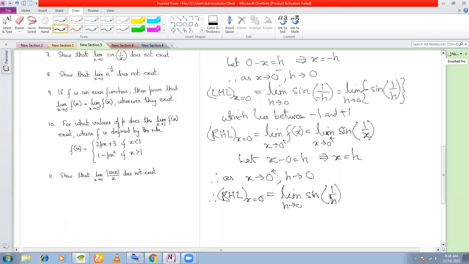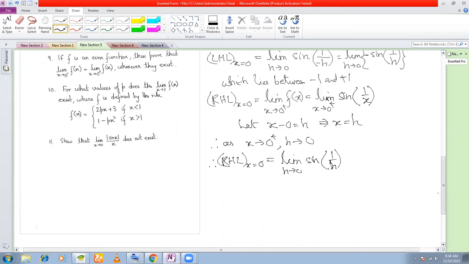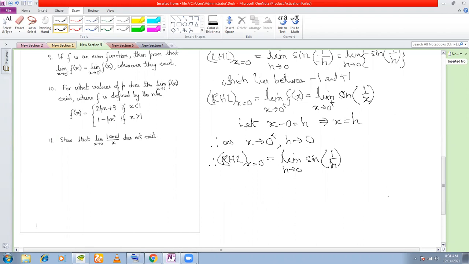Now, sine 1 by h, again, if h is very close to 0, not equal to 0, but very close to 0, 1 by h is a very huge number, and sine of a huge number is what? It lies between minus 1 and 1. Howsoever small or howsoever huge the value you take, the range of sine is always minus 1 and 1. But we are not sure here, right? So between minus 1 and 1, it does not exist uniquely.